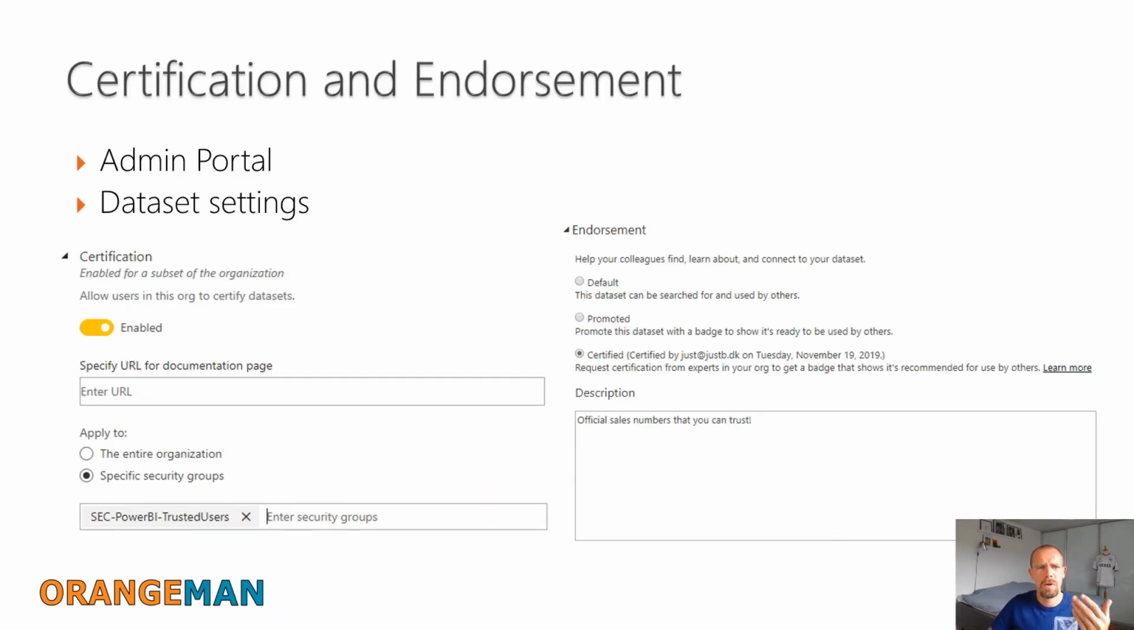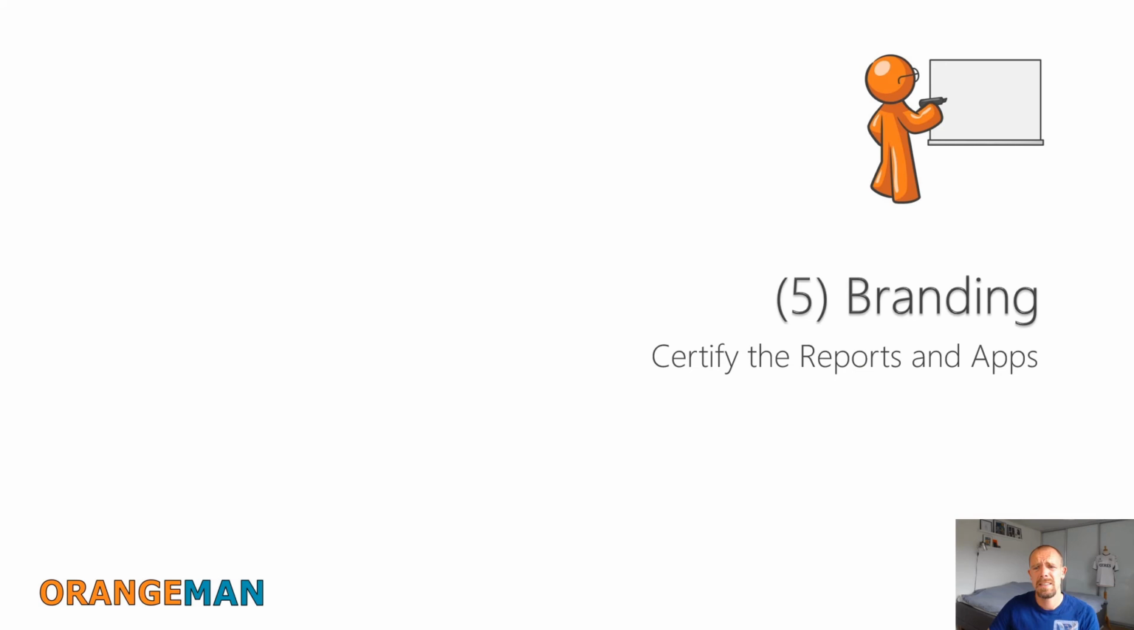So this was around certifying the datasets. The last part is around, okay, how can we then certify the reports and apps? Because unfortunately, when you are creating a report on top of a dataset, there's no way to show your users that this report is actually based on a dataset that is certified. So you need to show it in another way, and there are some different options for this.